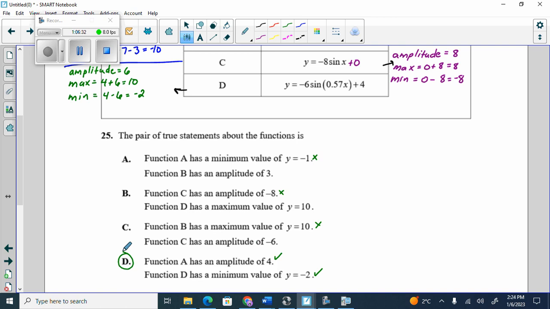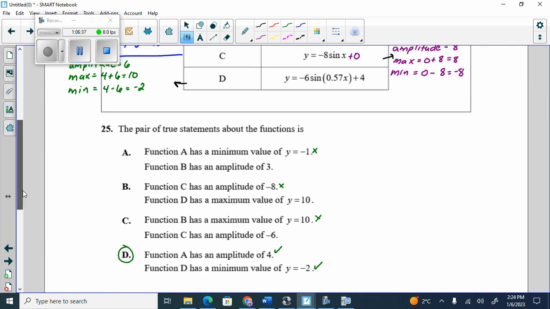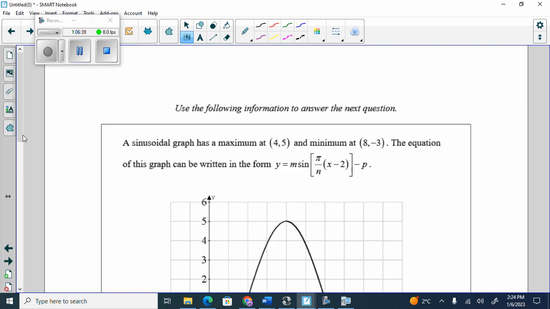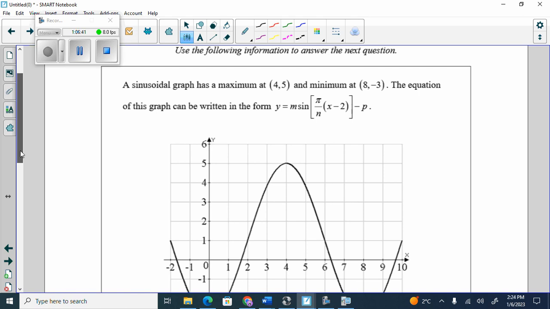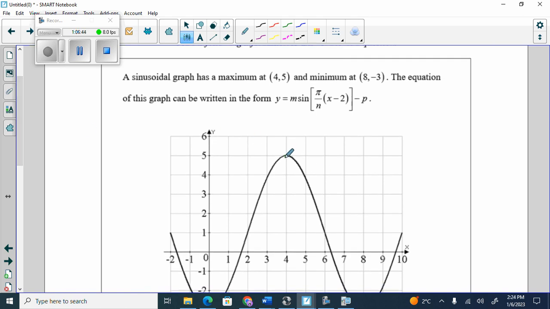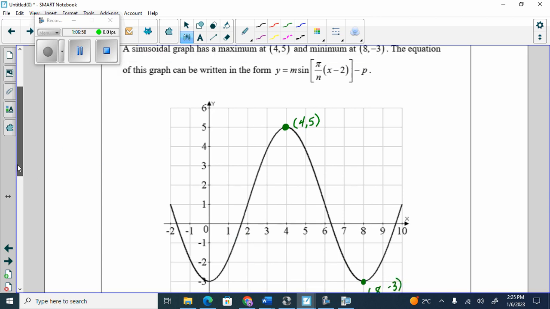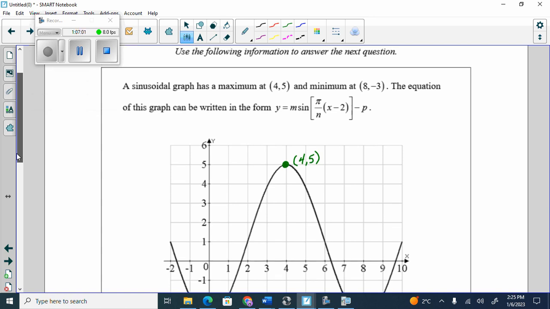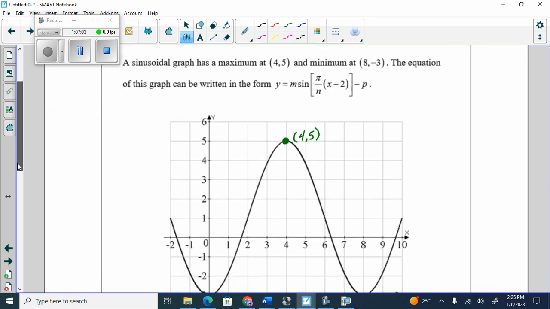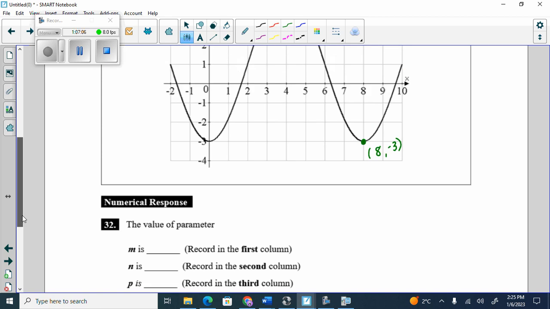One more. So here we have a sinusoidal graph, a maximum at 4, 5. I'm going to label that to help myself out. A minimum at 8, negative 3. The equation can be written in the form m sine of pi over 2 minus p. That is m, n, and p.